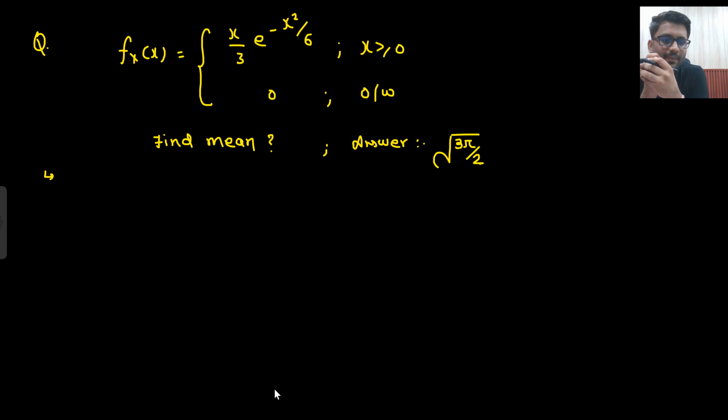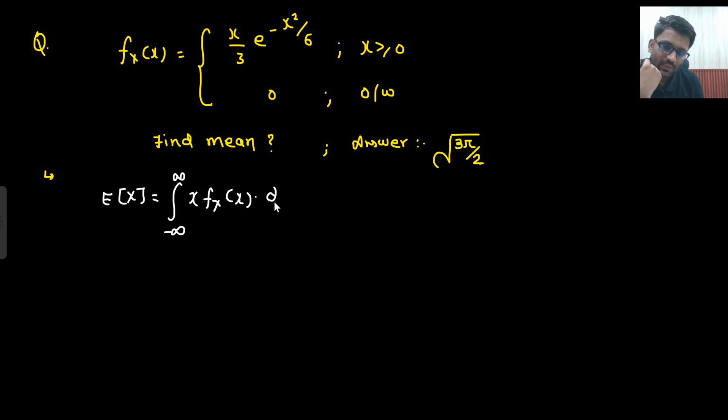You need to find the mean. This particular distribution is given: fx of x is x by 3 e to the power minus x square by 6 for x greater than 0. You need to find the mean. So what will you do? Sir, I need to find the expected value of x. That means the integral from minus infinity to infinity of x fx of x dx.